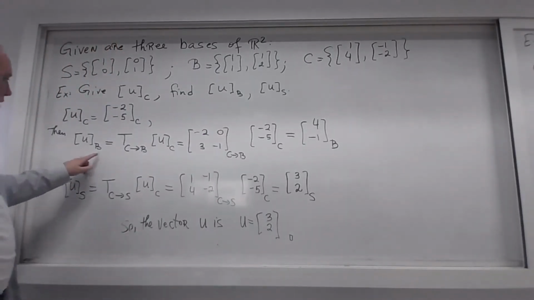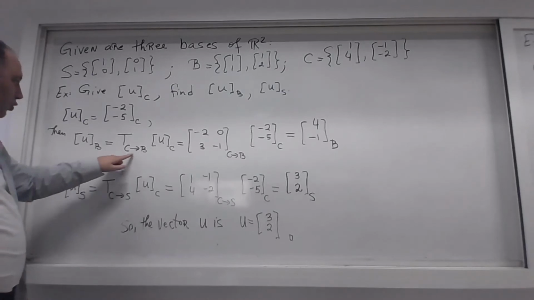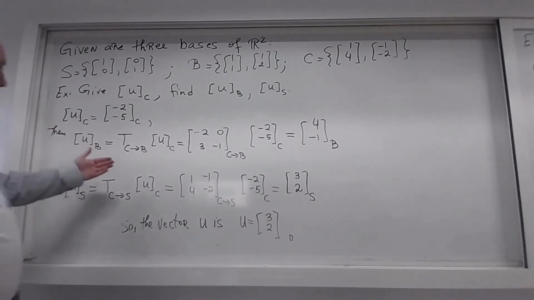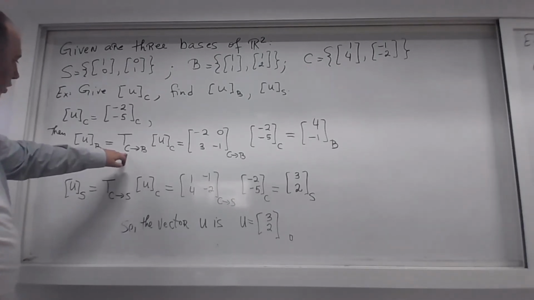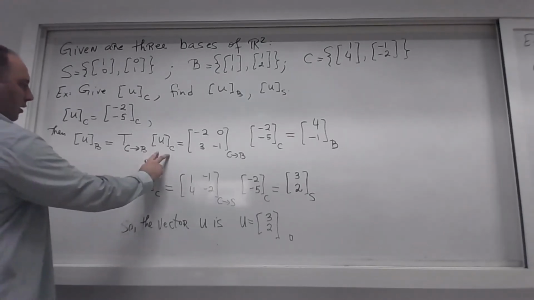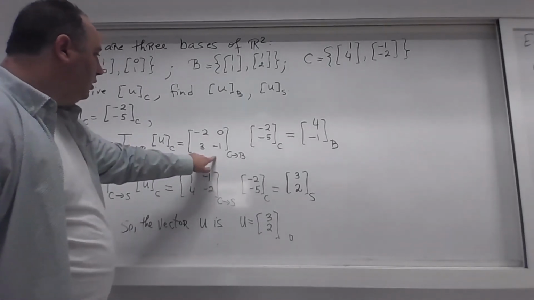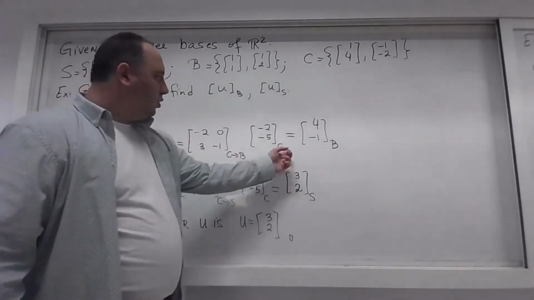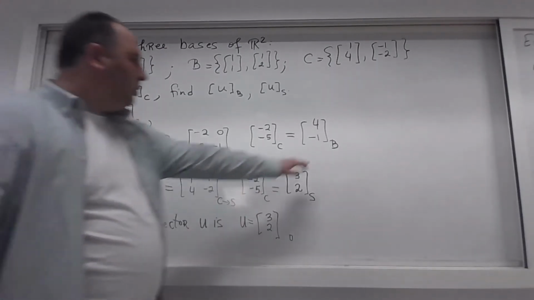Well, that's easy to find because all I need to do is, since I already have transition matrix from basis C to basis B, I need to multiply that matrix by the coordinates of the vector in basis C. Result will be the coordinates of the vector in basis B, because this matrix brings coordinates in C into coordinates in B. So the transition matrix from basis C to B is here, and I multiply it by the coordinates of the vector in basis C, do the computation. The result is the coordinates of the vector u in basis B.